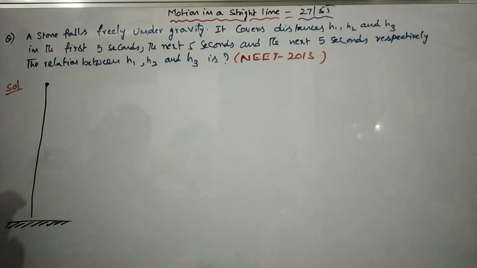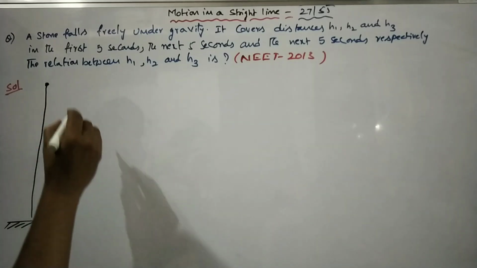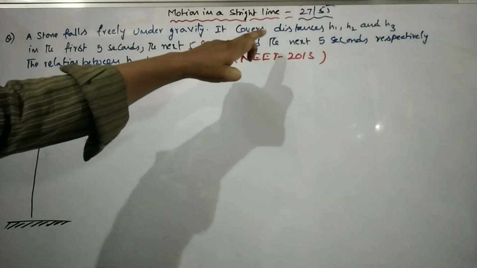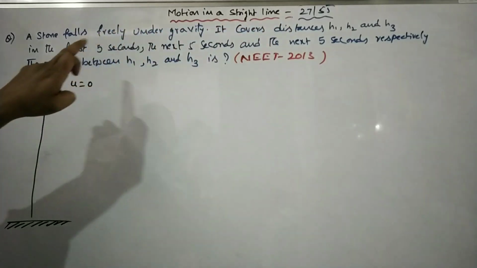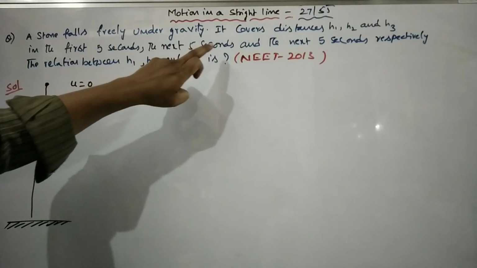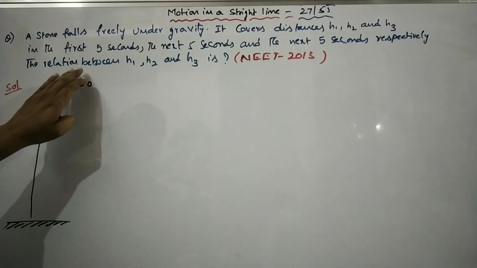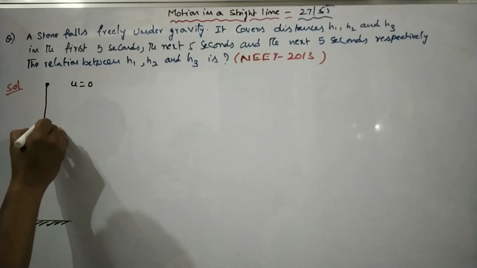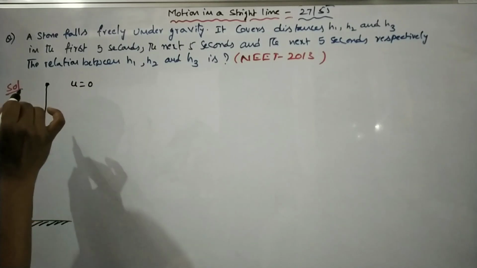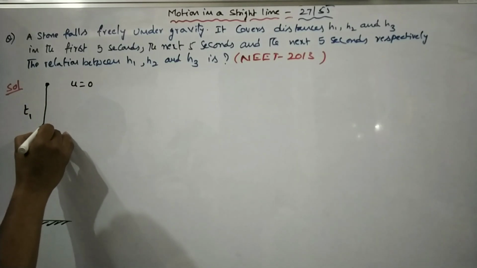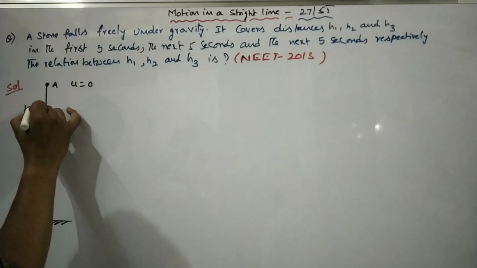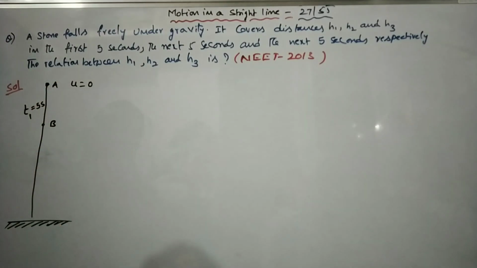Suppose the stone falls from some height h above the ground. It falls freely, that means what is its initial velocity? Obviously 0. It covers distances h1, h2 and h3 in the first 5 seconds, next 5 seconds and next 5 seconds respectively. The relation between h1, h2 and h3 is, suppose after some time t1 seconds, the body reaches from its topmost point A to B. It may take how much time? 5 seconds.